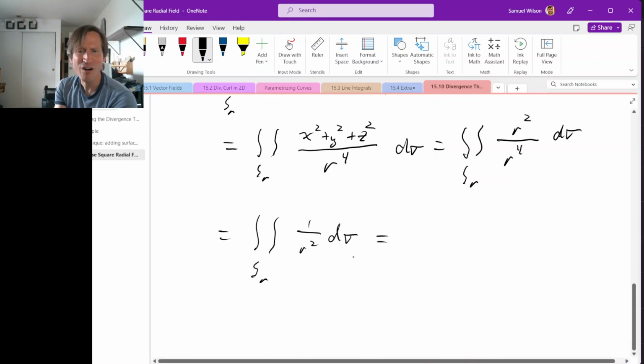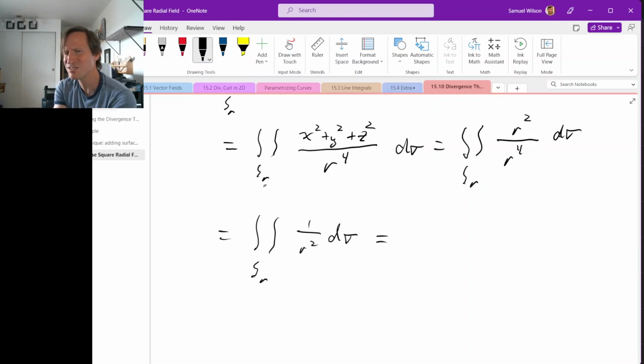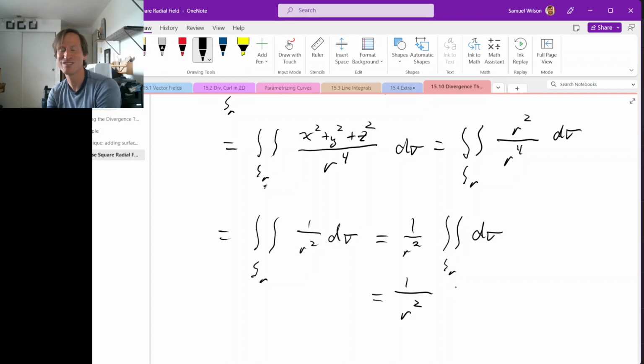But remember, r is the radius of this sphere. r isn't a coordinate. We're not doing an integral with spherical or cylindrical coordinates. r is just the constant radius of this tiny sphere that we're using. So this 1 over r squared, we can move outside of our integral. We're integrating d sigma over this tiny sphere of radius r. But when you integrate d sigma over a surface, you get the surface area of that surface. And we know the surface area of a sphere. It's 4 pi r squared. And then the r squareds cancel and you get 4 pi.